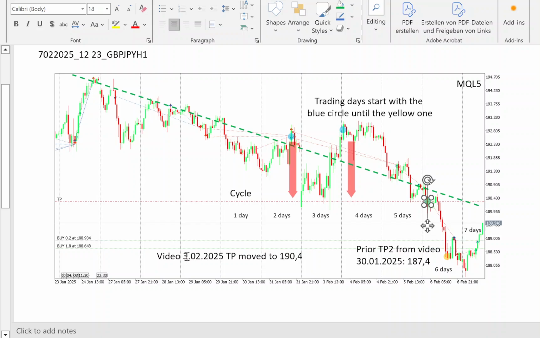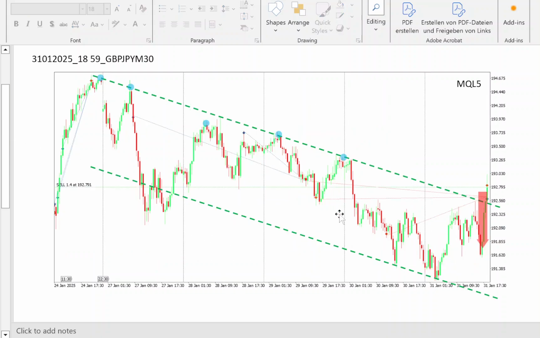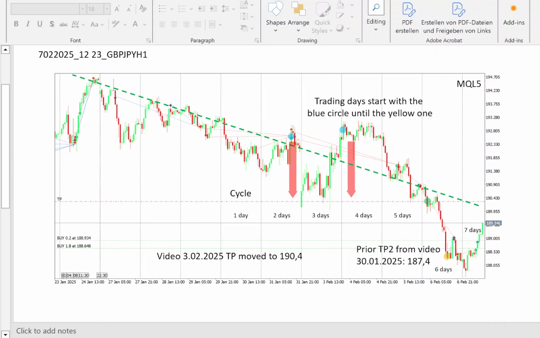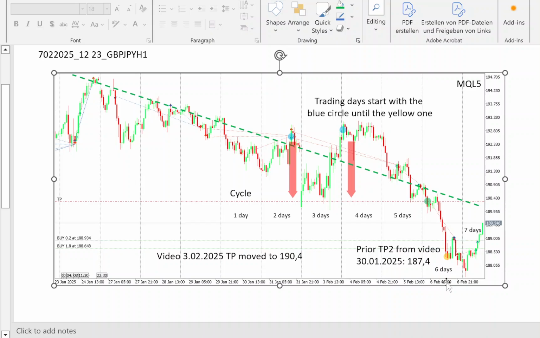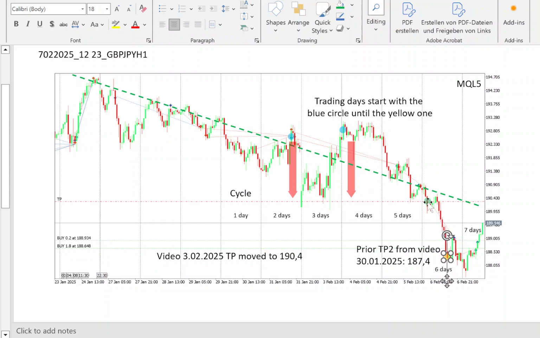I showed you in the video from the 3rd of February that I moved the target a little bit up to 190.4, which was hit on the 6th of February here. If you would have kept the prior target I put here on the 31st of January, then you would have taken 188.4, which would have been hit also on the 6th of February, but a little bit later. So these are the trading days here, the cycle, and these are the possible profits you could have made, or you made, with the targets I stated.